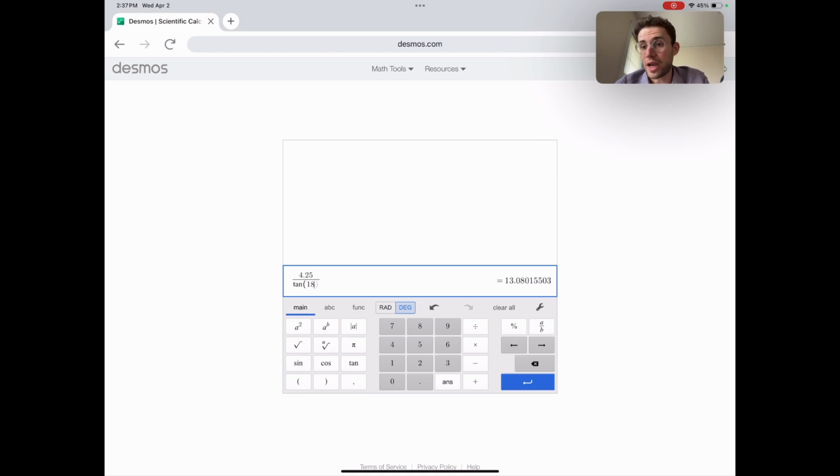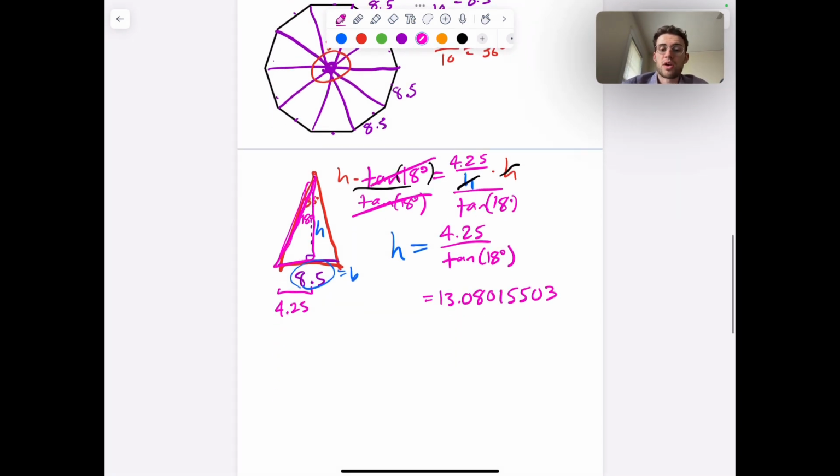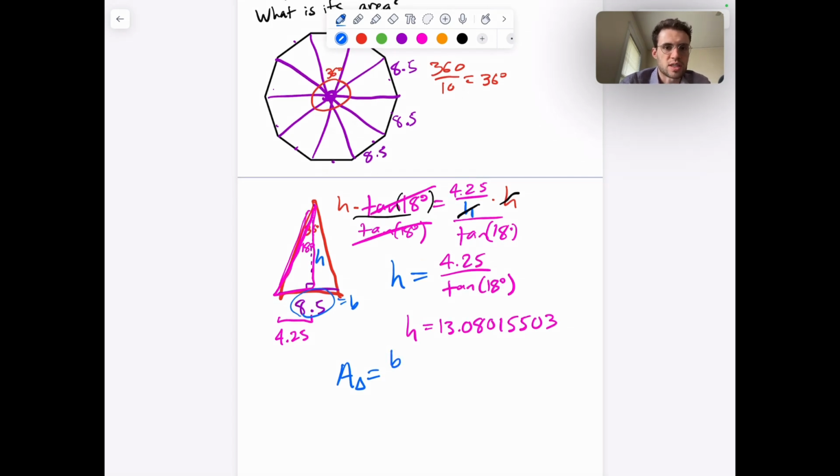But since we're not at the final answer stage, I'm going to write this entire number, or at least a few digits beyond what I need, so that I don't round too early and then end up rounding up or rounding down when I shouldn't have. So I'm leaving all of those digits just so that, again, I don't round too early. That's my height. Now if I want to find the area of the triangle, it would be the base, which was again 8.5, times the height, what we just solved for, divided by 2.